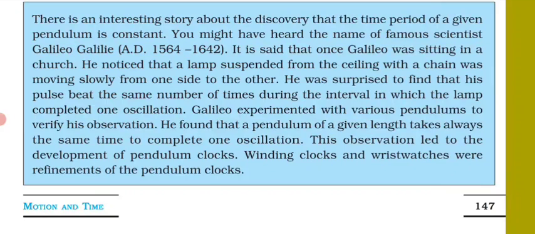He was surprised to find that his pulse beat the same number of times during the interval in which the lamp completes one oscillation. That means when the lamp completes one oscillation, his pulse is also beating at the same time. So Galileo experimented with various pendulums to verify his observation.